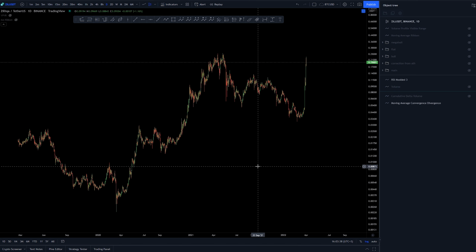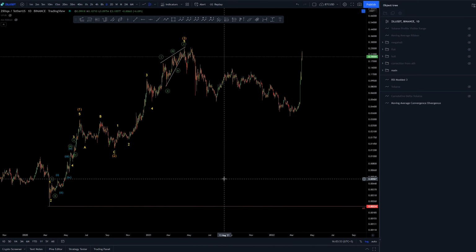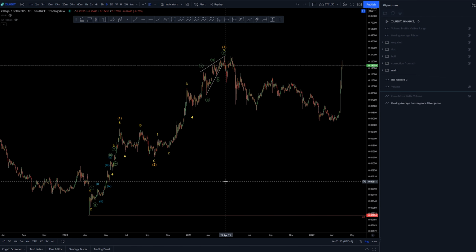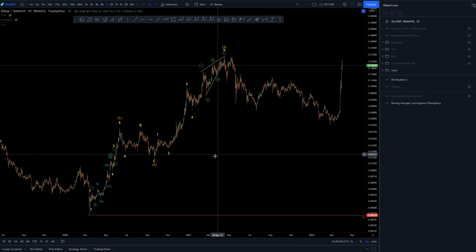So today I'm going to be presenting you an Elliott Wave count, or a few different scenarios of what could be happening for the ZILIQA coin. Now, let's start with this one. If you don't know what Elliott Wave is, I suggest you check out some videos about it so you will understand what I'm actually talking about.